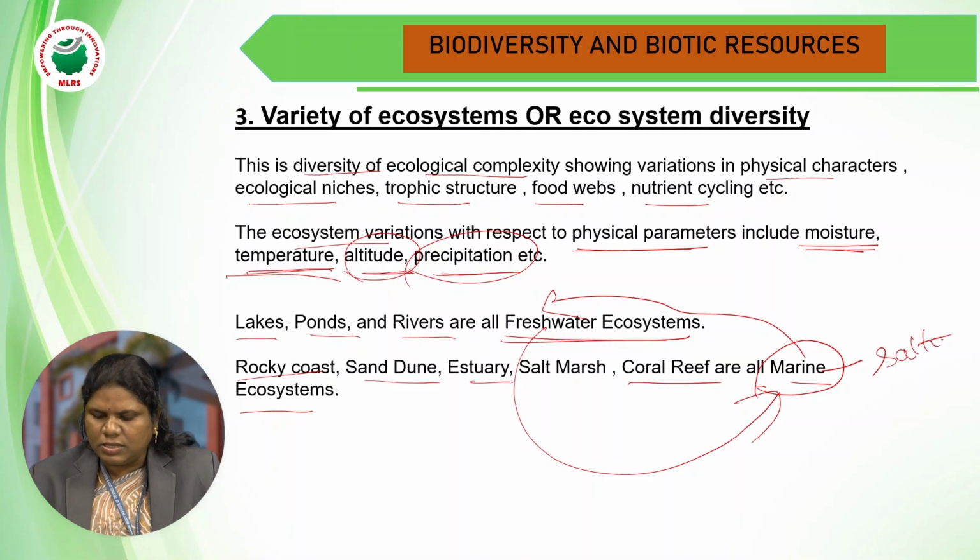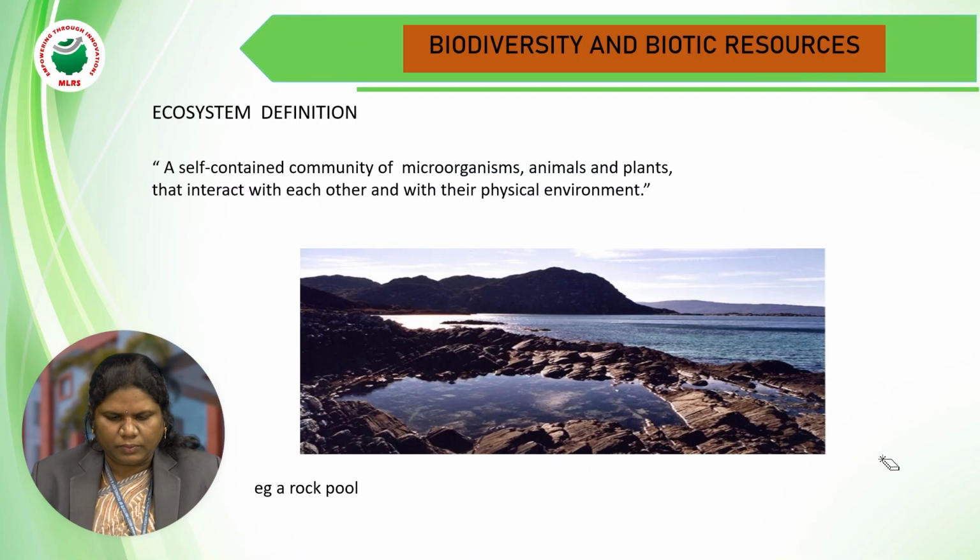Okay, next is ecosystem diversity. This is the third type of diversity: the variety of ecosystems. Now coming to the definition of an ecosystem: a self-contained community of microorganisms, plants and animals that interact with each other and with their physical environment.